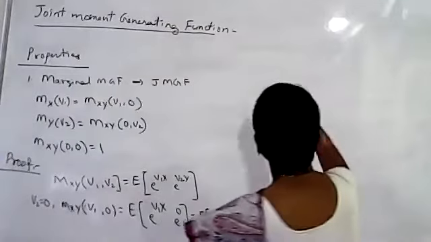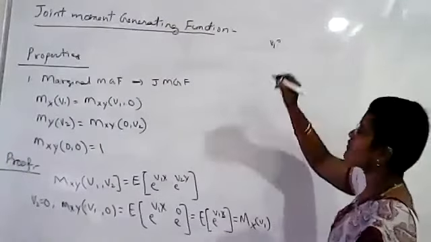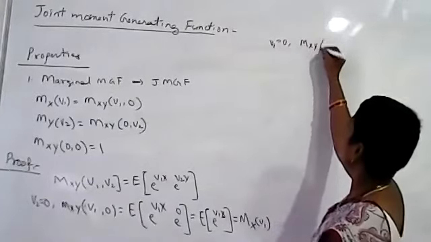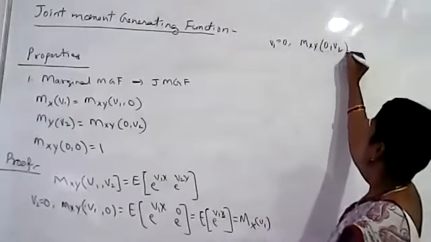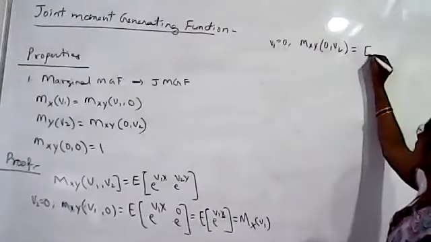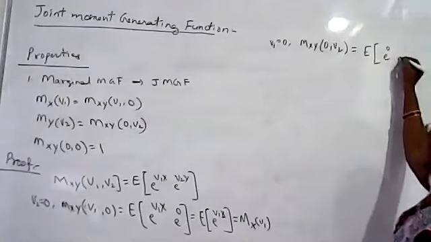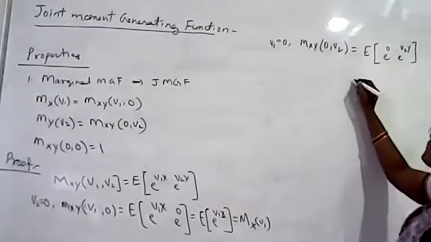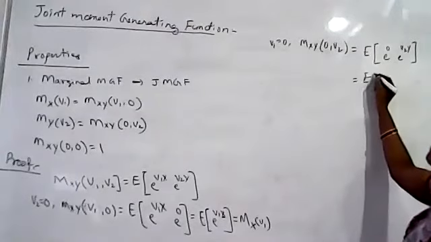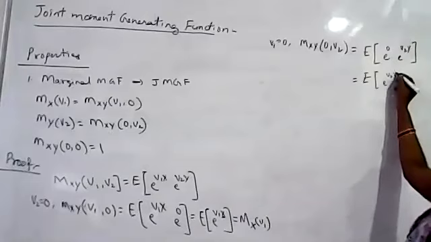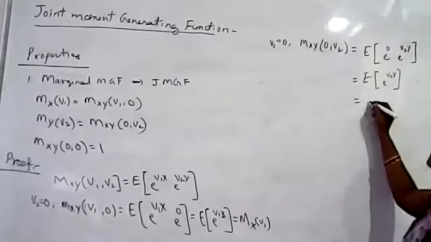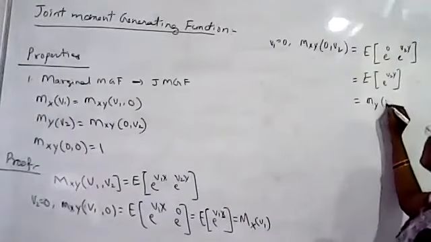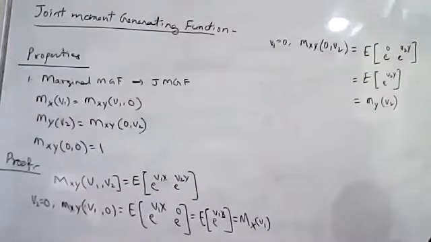Similarly, substitute v1 equal to 0. We get M_XY(0, v2), which is equal to the expected value of e^0 times e^(v2 Y). Then we get the expected value of e^(v2 Y). Here we have only one random variable Y and it is a function of v2, so it is M_Y(v2).